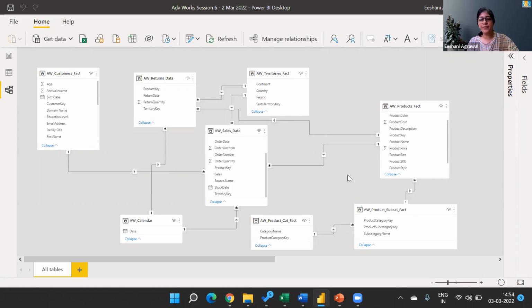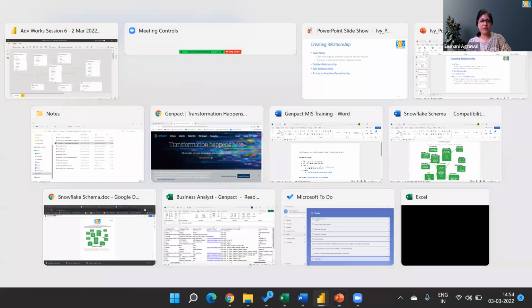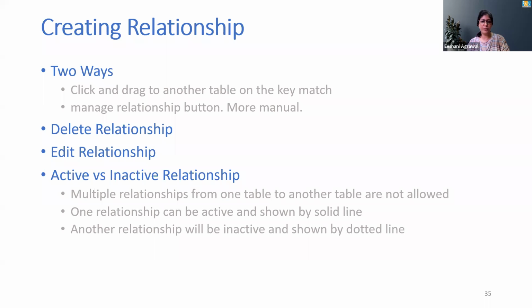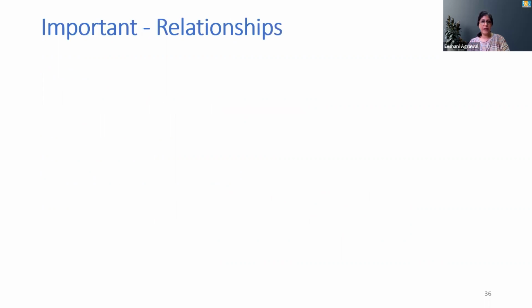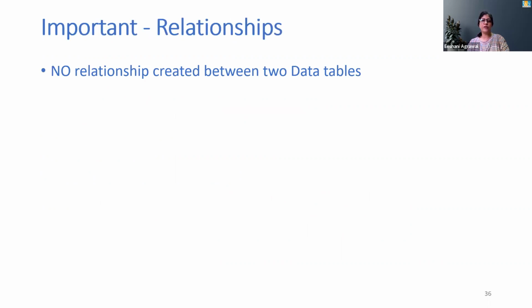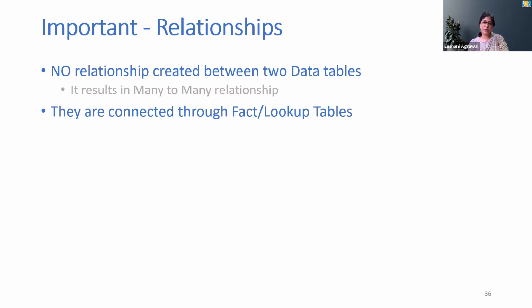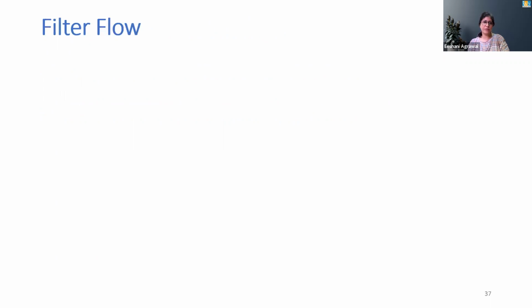All right. So this is the active inactive. Only one relationship can be active, another relationship will be inactive and showed by the dotted line. Now, important things, no relationship is created between two data tables. This is what we discussed. We typically create between the fact table and the data tables. And when you create between two data tables, it will give many-to-many relationships. So that's wrong. They are created through the lookup and the fact tables.